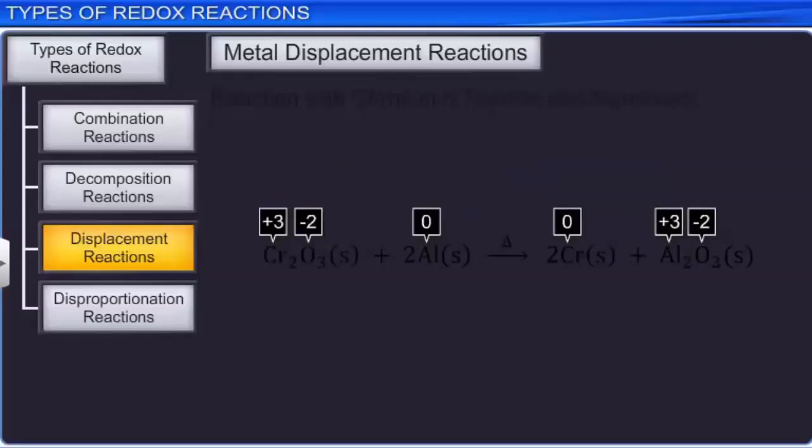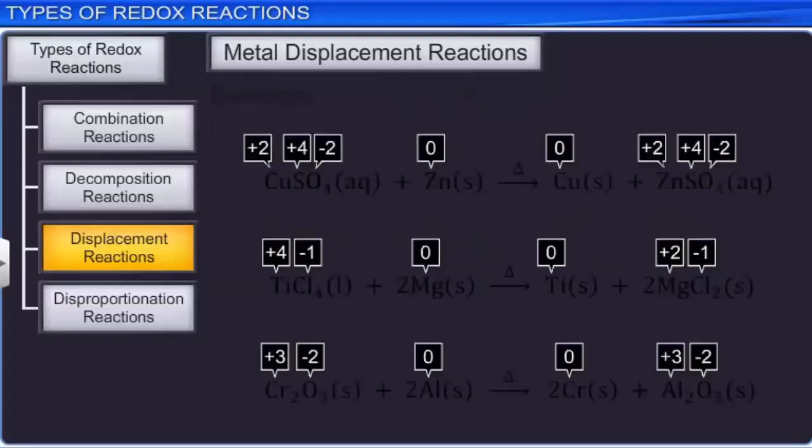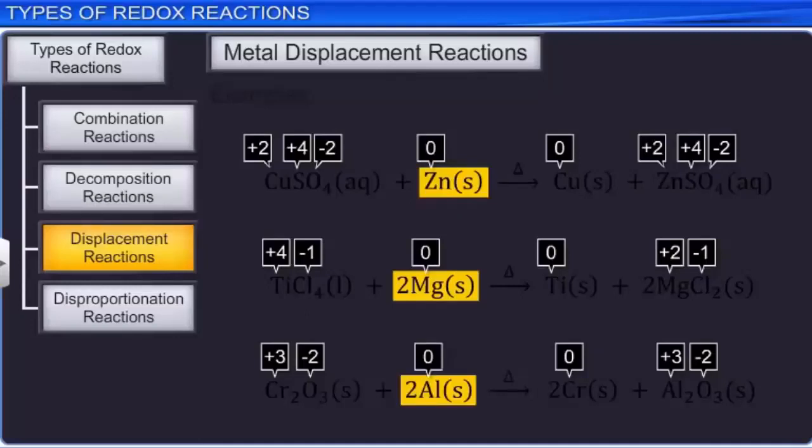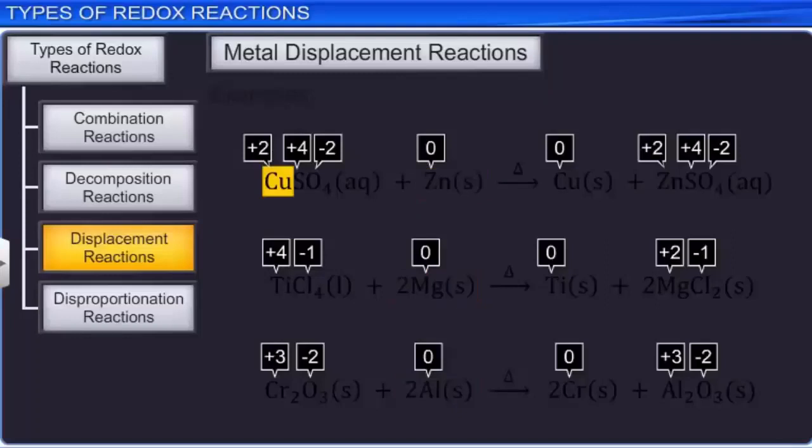Similarly, in this reaction between chromium trioxide and aluminium, aluminium replaces chromium to form aluminium oxide. In each of the metal displacement reactions, a metal displaces another metal, and the reducing metals like zinc, magnesium and aluminium are better reducing agents than copper, titanium and chromium. That is, the metal being reduced.